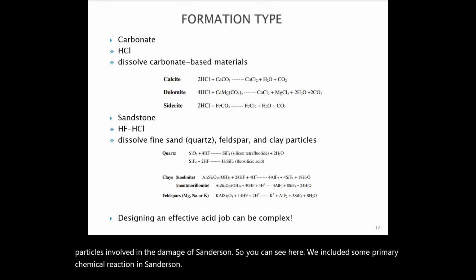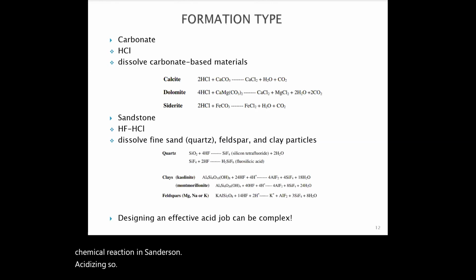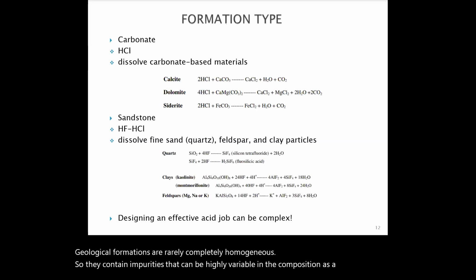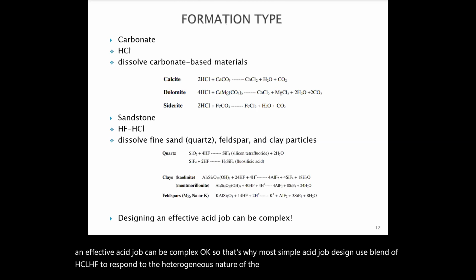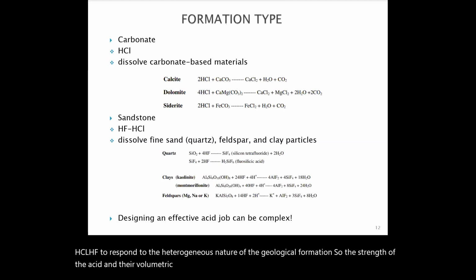Geological formations are rarely completely homogeneous. They contain impurities that can be highly variable in their composition. As a result, designing an effective acid job can be complex. That's why most simple acid job designs use a blend of HCl and HF to respond to the heterogeneous nature of the geological formation. The strengths of the acids and their volumetric ratio, HCl to HF, are based on the detailed mineralogy of the formation being treated.